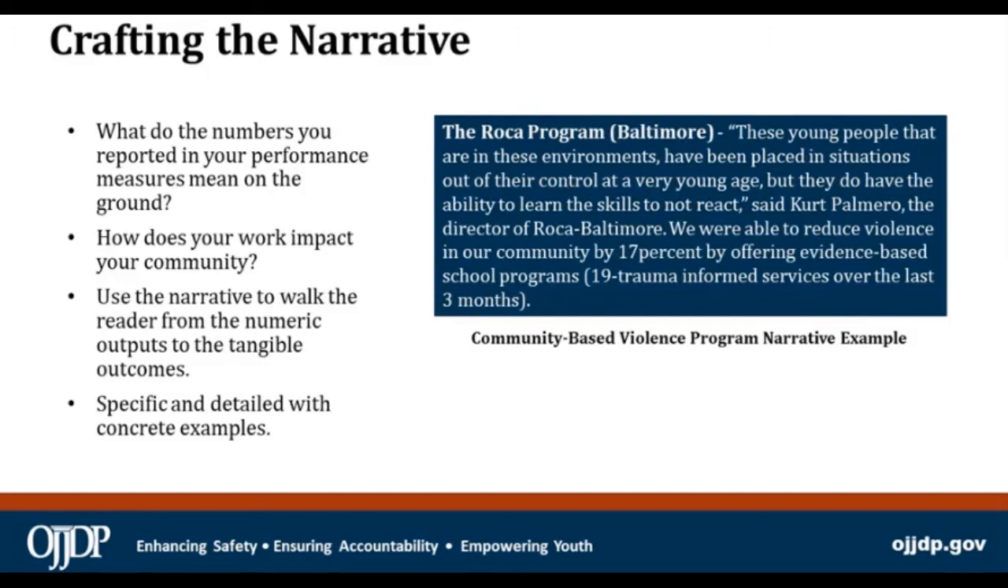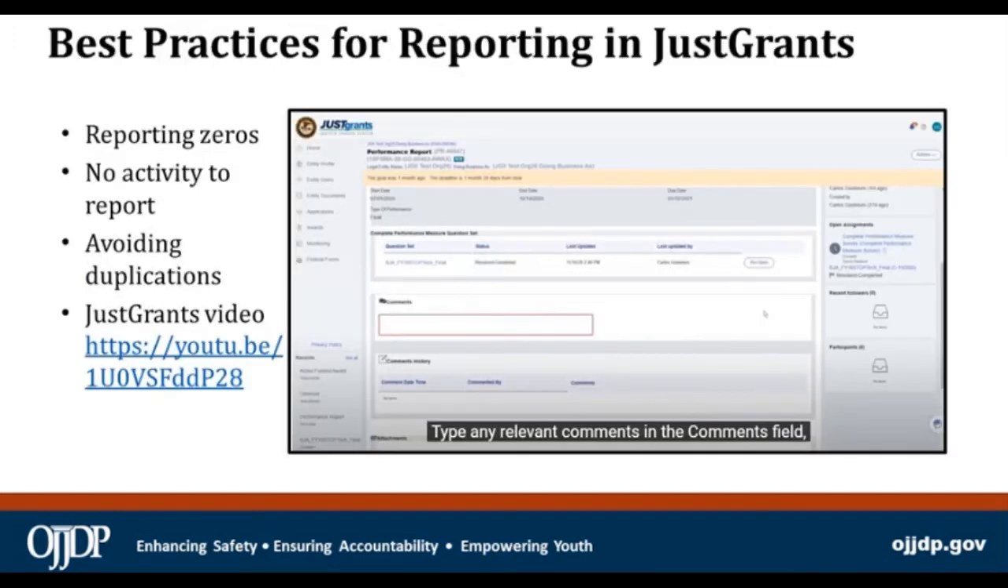Next, let's discuss best practices for reporting in Just Grants. Common issues arise because you are required to respond to every question. When reporting zeros, if a measure does not apply, you can enter a 0 value and then add an explanation by selecting the comments field. A brief description, such as "we are still in our planning period," or "there was no activity during the reporting cycle," are acceptable responses in Just Grants.